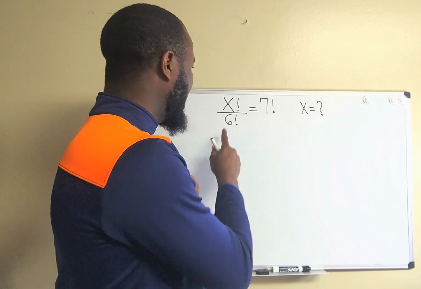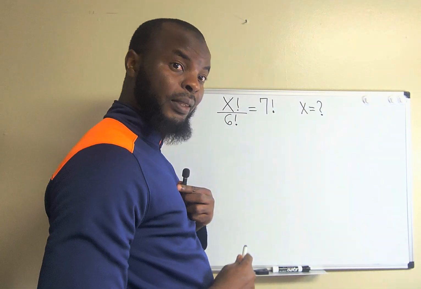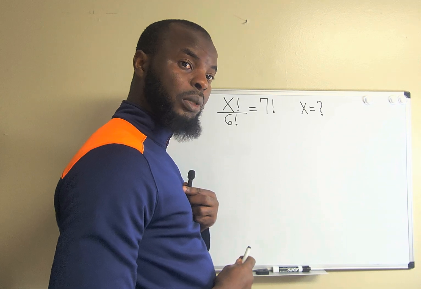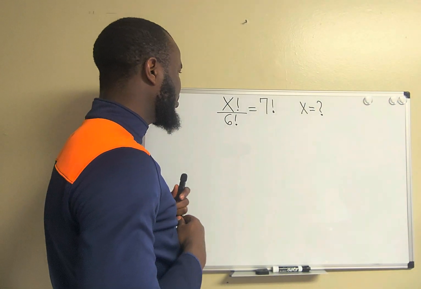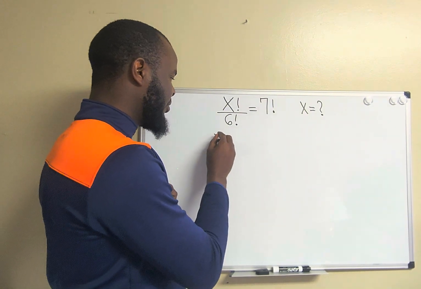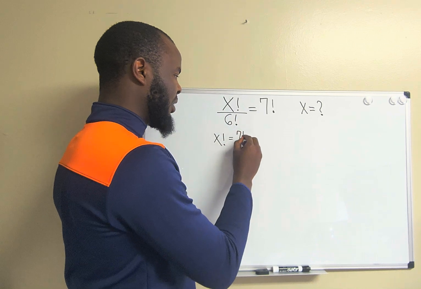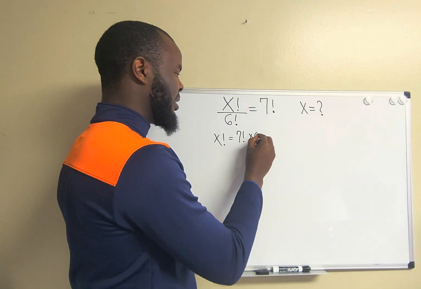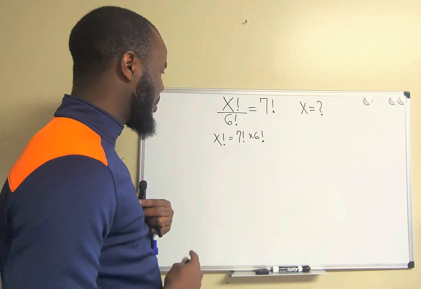In this problem, we have that x factorial divided by 6 factorial equals 7 factorial. This is a very interesting problem, and I want you to watch till the end. Now, to simplify this, we have x factorial equals 7 factorial multiplied by 6 factorial. This is what we've got.